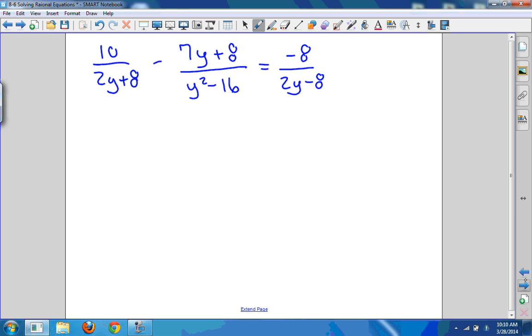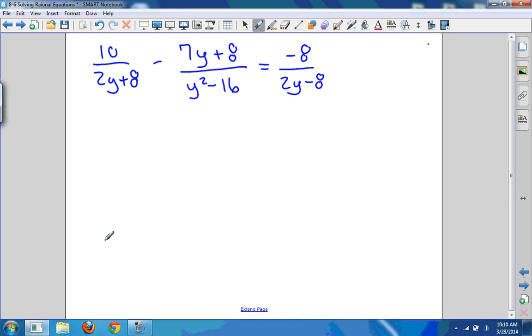Alright, this is the last problem we're going to look at. It's as complicated as it's going to get for you. So, we need to find first a common denominator. Alright, so our common denominator, we know this has a 2y plus 8.